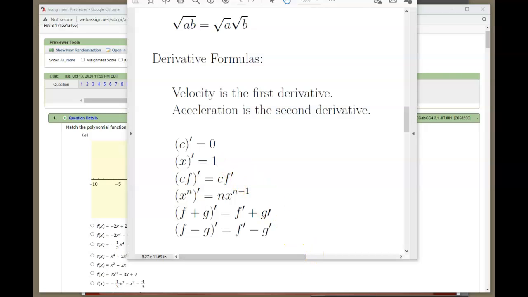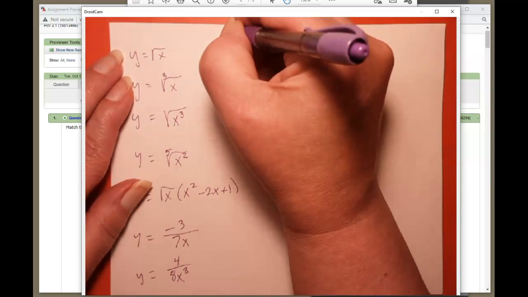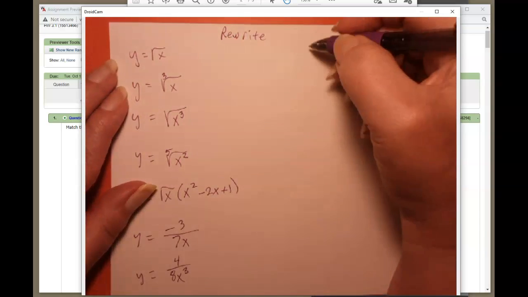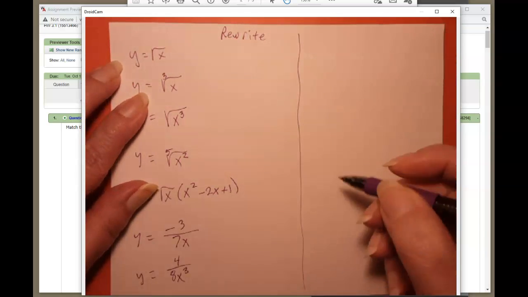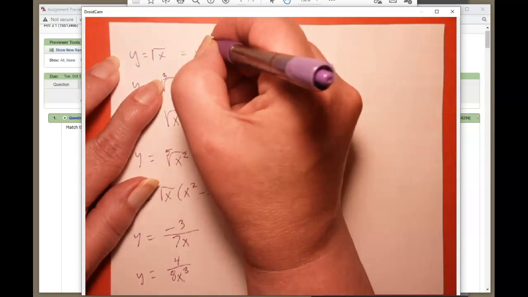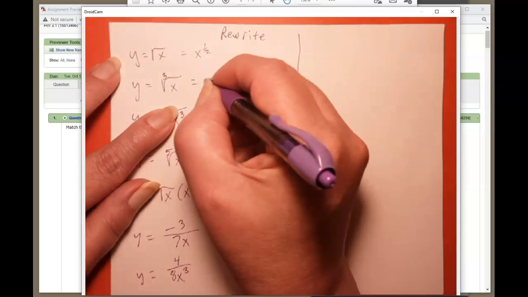So looking at a little bit of a review before we get into the problems, we want to first rewrite these. So these are the rewrites. And over here we'll take the derivatives. So the first part is to rewrite. So this is y is equal to the square root of x. That's just x to the 1/2. This is y is equal to the cube root of x. That would be x to the 1/3.